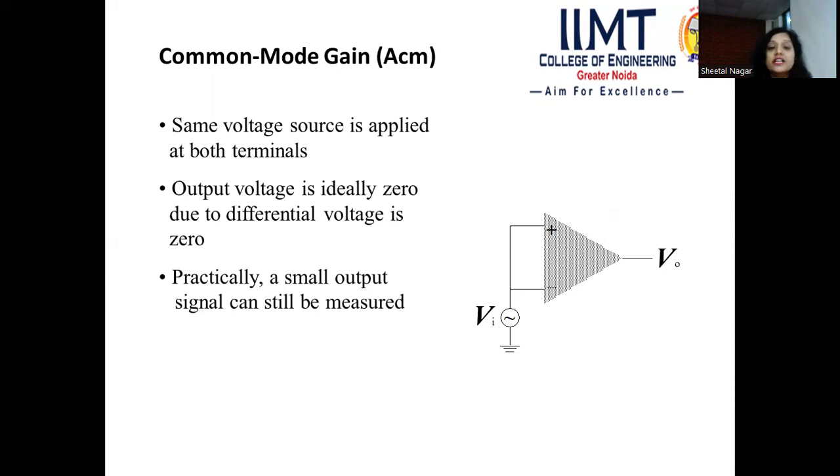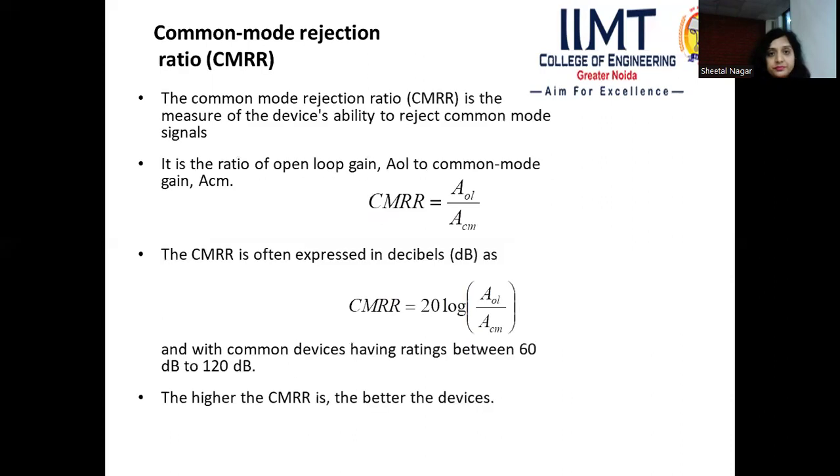If we talk about the ideal characteristics of an operational amplifier, in this case it must be zero. The differential voltage of the operational amplifier must be zero. But practically, this is not possible. Practically, a small amount of voltage, a small output signal, can still be measured.